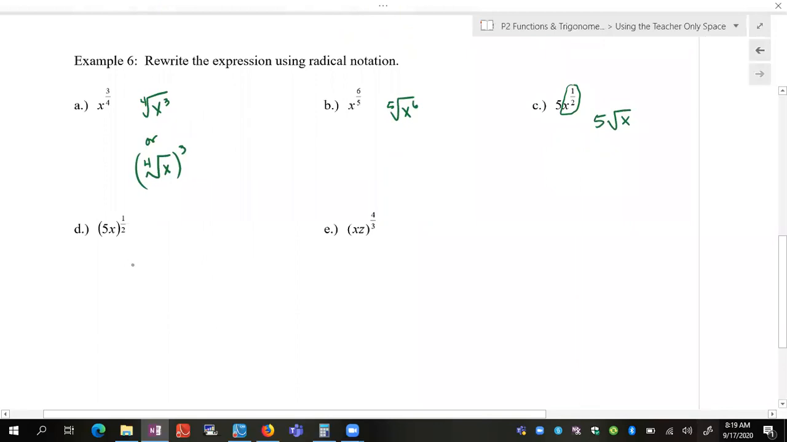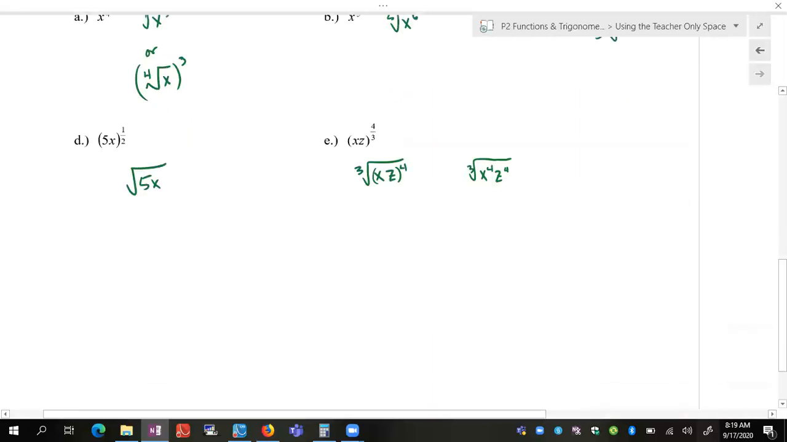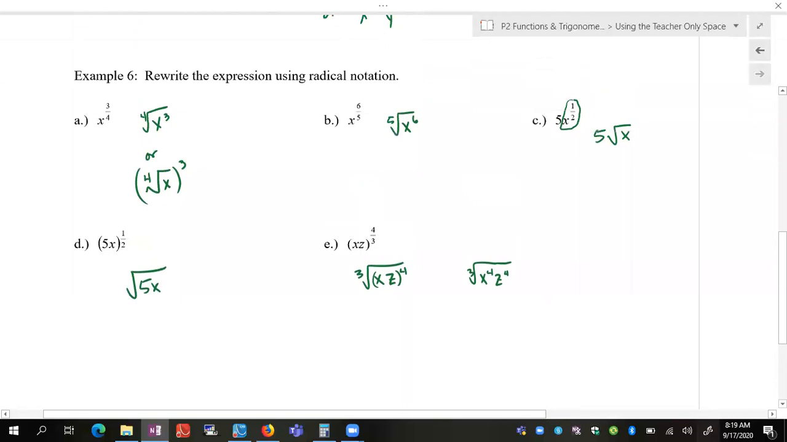Okay, so example D would have been the square root of 5x with the 5 underneath, and example E would have been the cube root of xz. Now again, we have to make sure that these are together, getting raised to the 4th power. So you also could have written this one as the cube root of x to the 4th, z to the 4th. Because again, both of those things in the parentheses, for example E there, are getting raised to the 4/3 power. All right, so that's going to be where I stop this video. So hopefully this should be enough for you guys to come in prepared the next day.